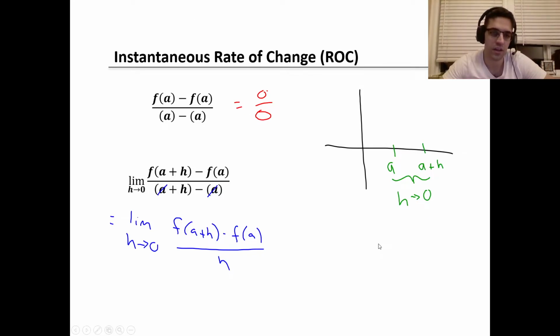And on the bottom we have a plus h minus a, so we can cancel that out and just write our definition for instantaneous rate of change to be the limit as h approaches 0 of f of a plus h minus f of a over h. So this is the definition we're going to work with for instantaneous rate of change.